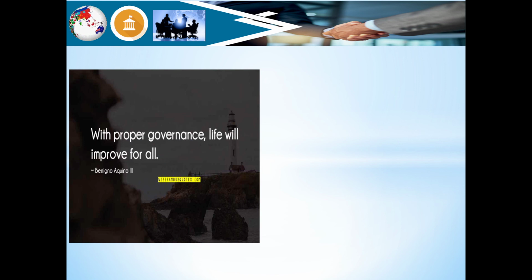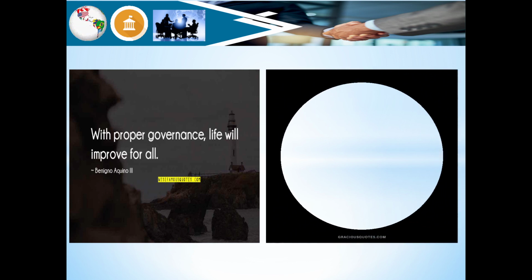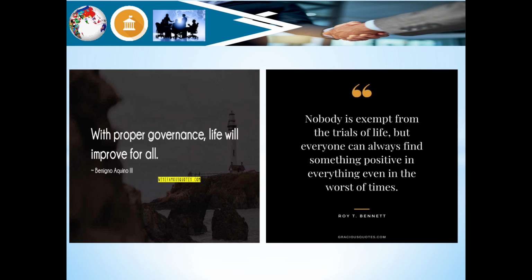With proper governance, life will improve for all. Benigno Aquino III. Nobody is exempt from the trials of life, but everyone can always find something positive in everything, even in the worst of times. Roy T. Bennett.